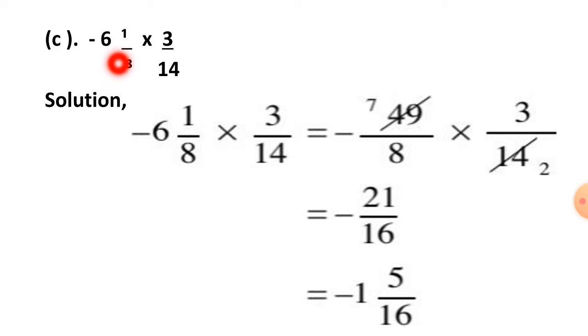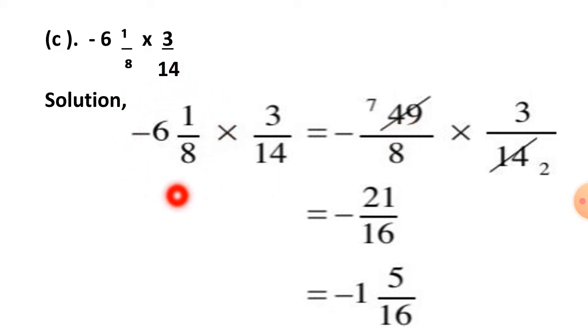Part C is minus 6 and 1 over 8, multiply sign, 3 over 14. Let's go with the solution. Minus 6 and 1 over 8 multiplied by 3 over 14. Before solving this question, we are going to change the mixed fraction into an improper fraction. How? 8 times 6, we multiply these both numbers. 8 sixes are 48, and we add this 1. 48 plus 1 becomes 49.